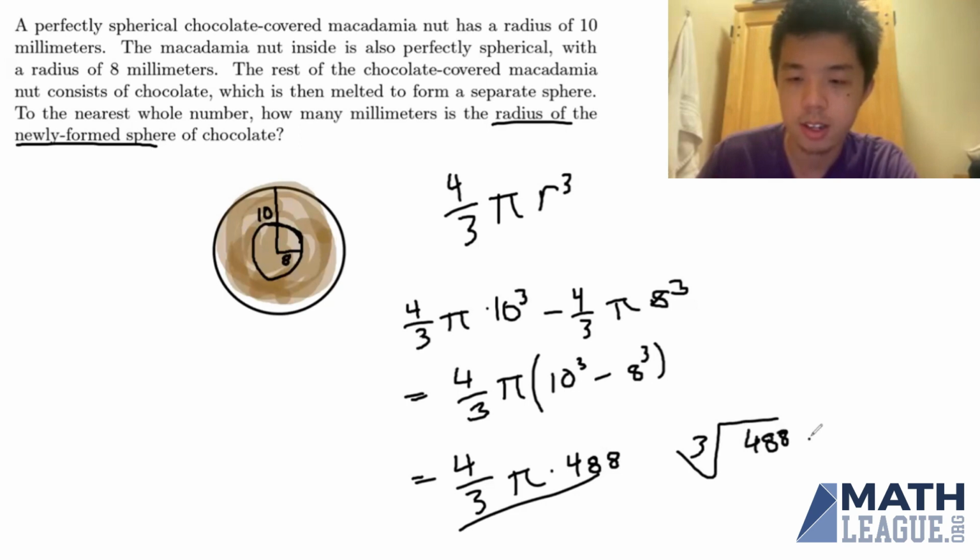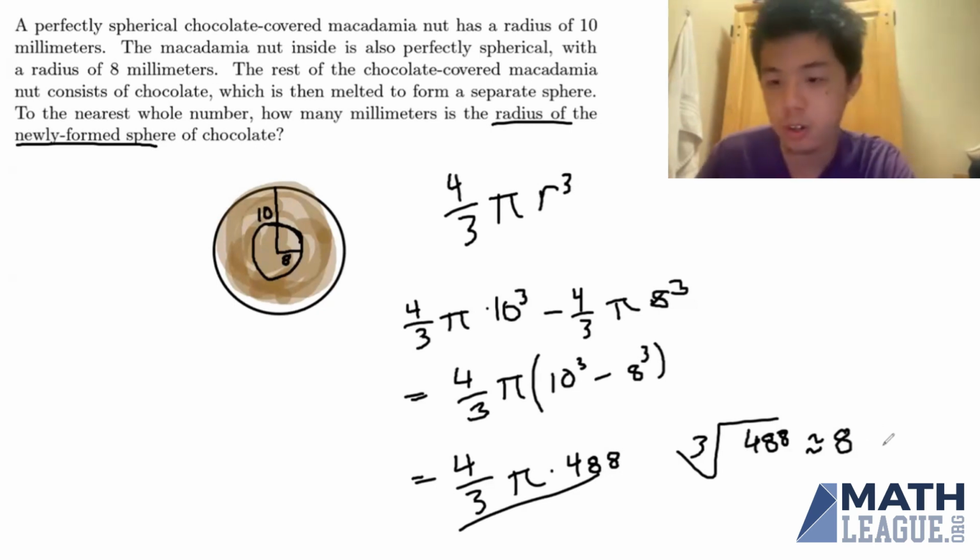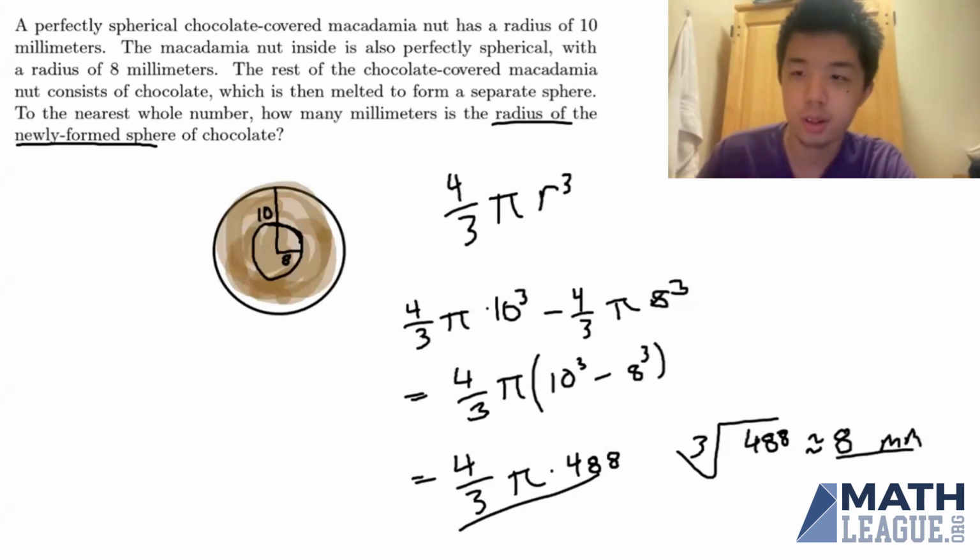And you see that this is about 8. If you plug this into a calculator, it's a little less than 8. So our answer for the radius of the newly formed sphere of chocolate in millimeters is 8 millimeters. That's it for this video. Thank you for watching, and we'll see you next time.